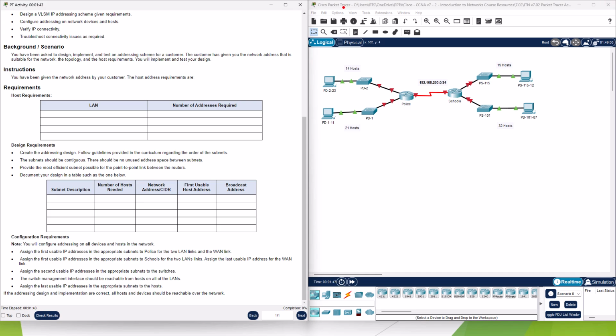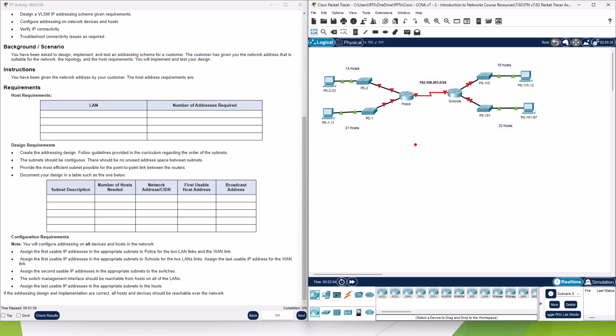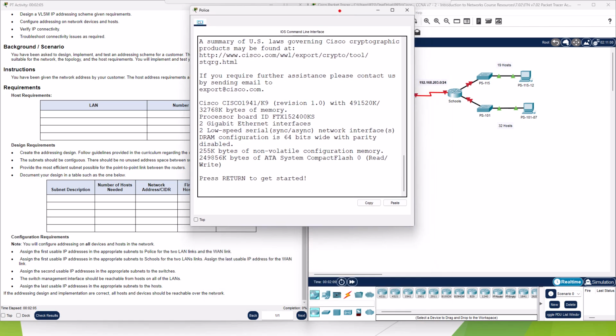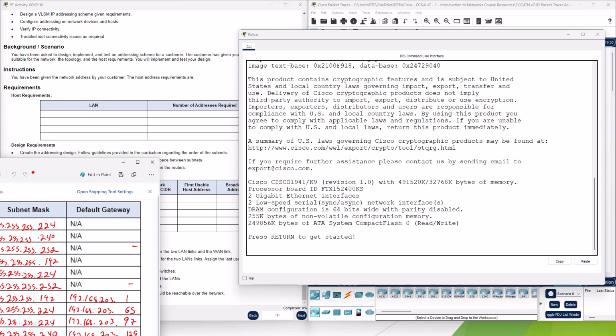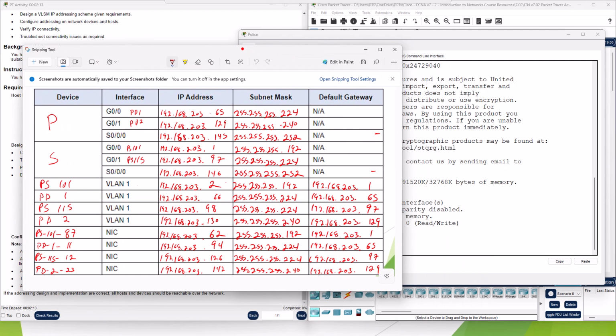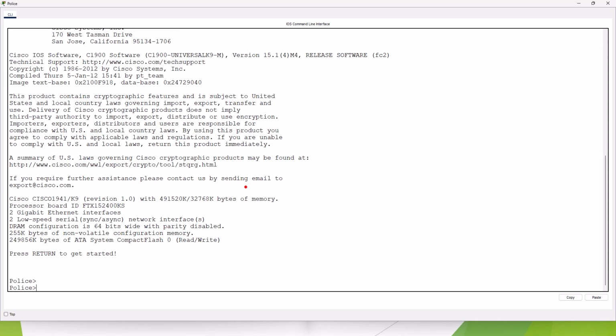So first thing I'm going to do is adjust my preferences so that my font is large. So I'm going to start off with my police router. And again, here's the addressing that we've done. It's just sitting off the side of my screen, and that's what I'm going to be working on. So, get to my global configuration.